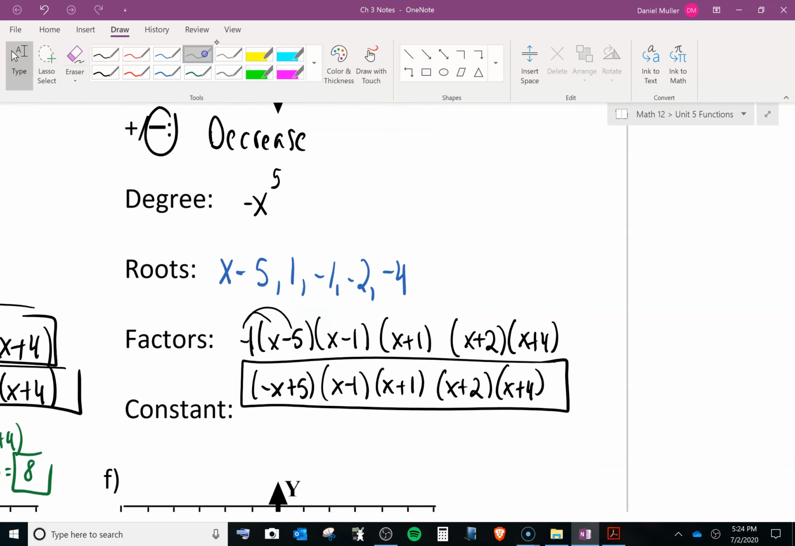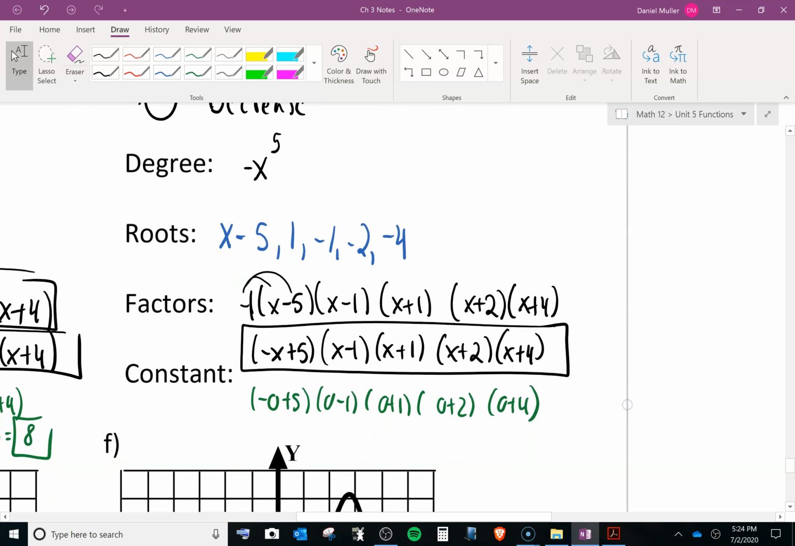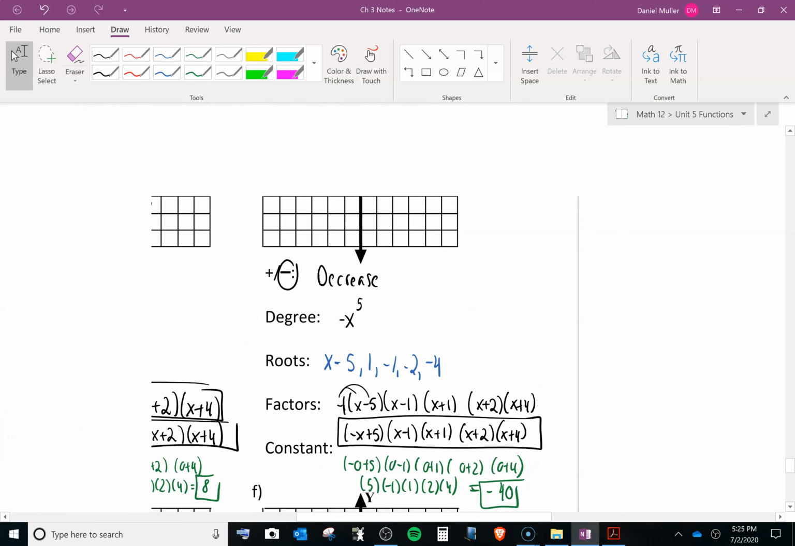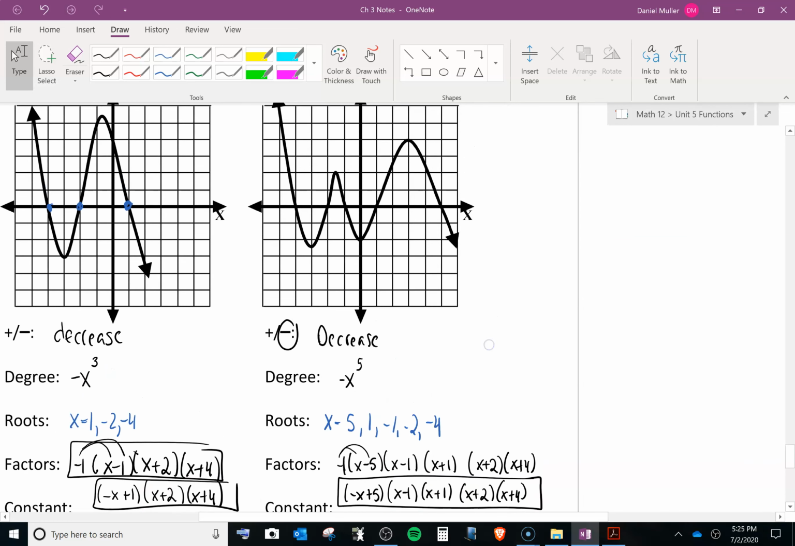And lastly is the constant. So negative 0 plus 5, 0 minus 1, 0 plus 1, 0 plus 2, and 0 plus 4. So I'm going to have 5 times negative 1 times 1 times 2 times 4. So it is a negative number. And 4 times 2 is 8. 8 times 5 is 40. So it's negative 40. It doesn't look like it, but believe it or not, this is supposed to be negative 40.